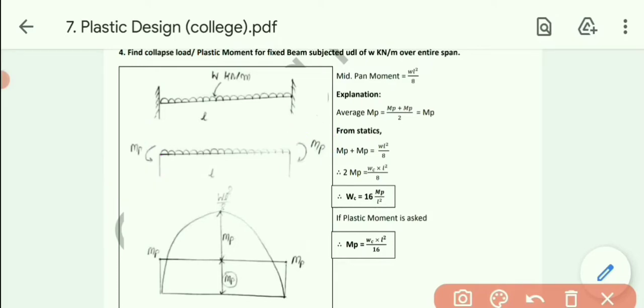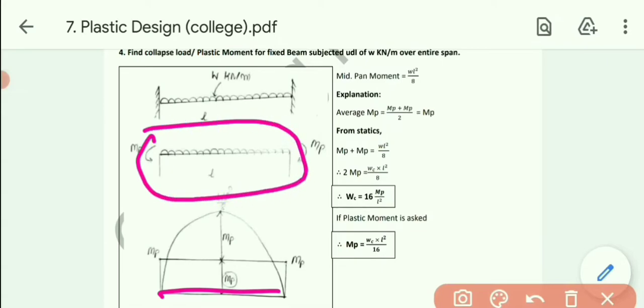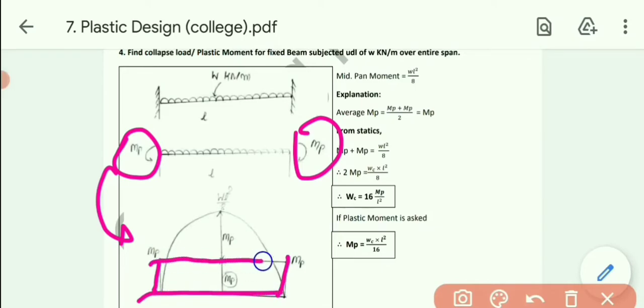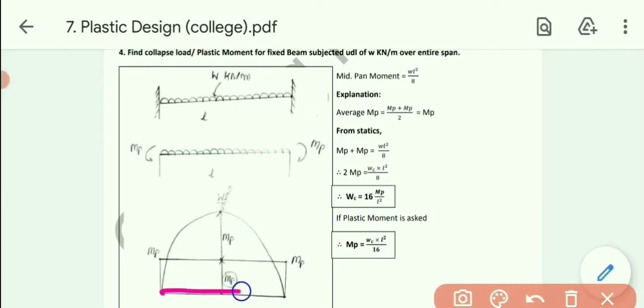Okay, so first draw the span diagram of the simply supported beam with UDL, that will be WL square by 8, its span moment, that is WL square by 8. Then talking about MP's diagram, over here it will be MP, over here it will also be MP because of the fixed support. So ultimately the diagram will be drawn like this. Okay, so ultimately we got this diagram.